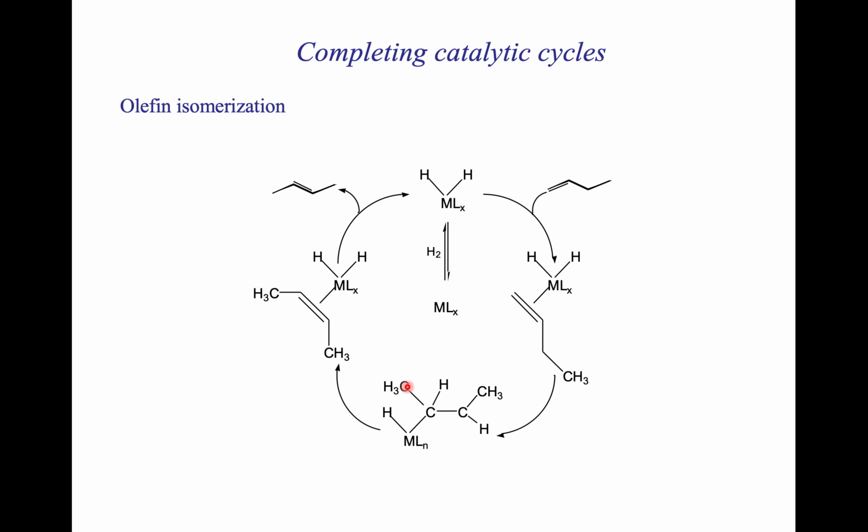This is a beta carbon. This has 3 hydrogens on it. If I drop one of those down onto the metal, I would get back to my terminal alkene. If I drop instead this beta CH on, I'll get this internal alkene. And so I can start with the terminal and end up with the internal, or vice versa.